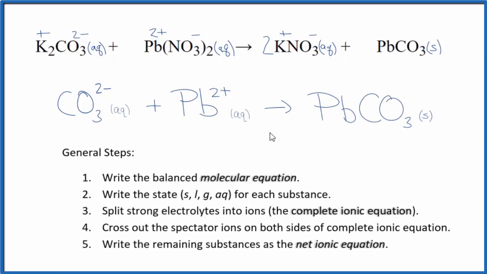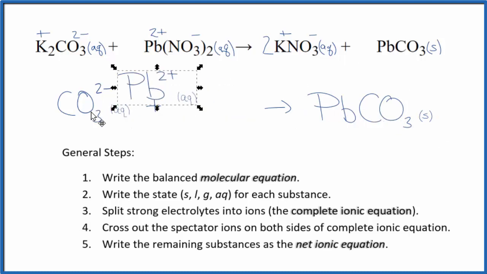So this is the balanced net ionic equation for potassium carbonate plus lead(II) nitrate. You'll notice charge is conserved. We have 2 minus and 2 plus, so that gives us a net charge of 0. We have a net charge of 0 over here. It's a neutral compound. And if you count the atoms up, they're balanced as well.